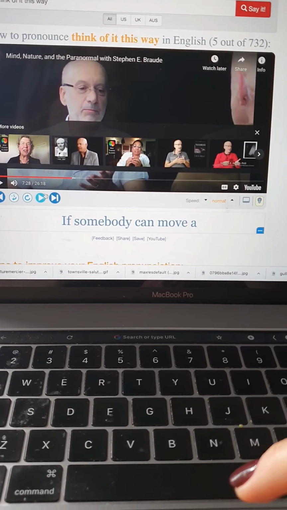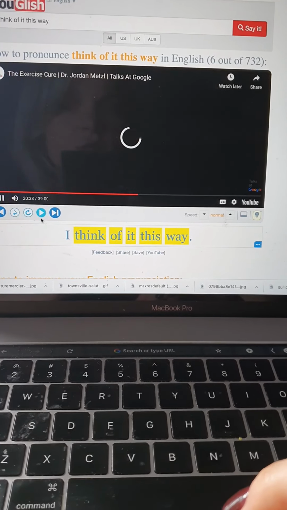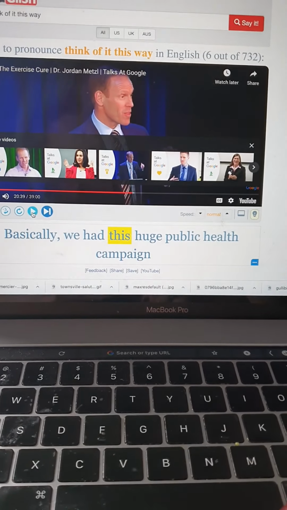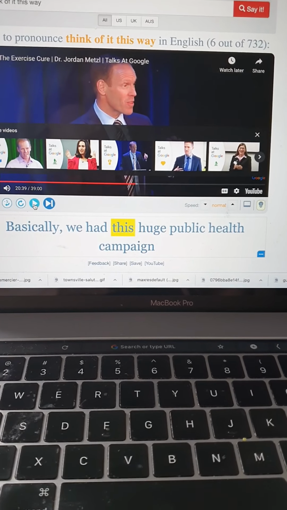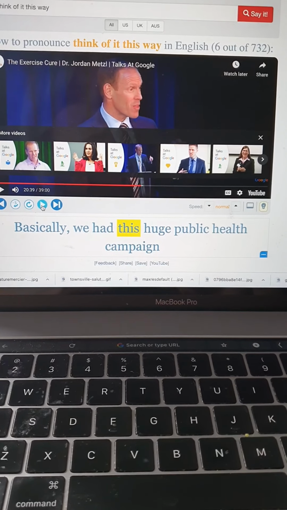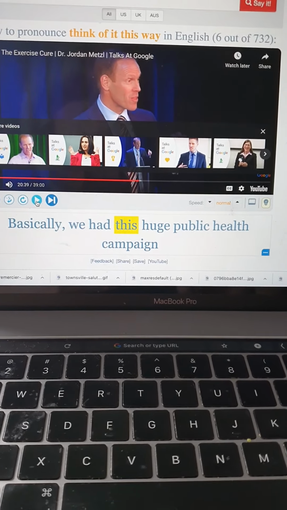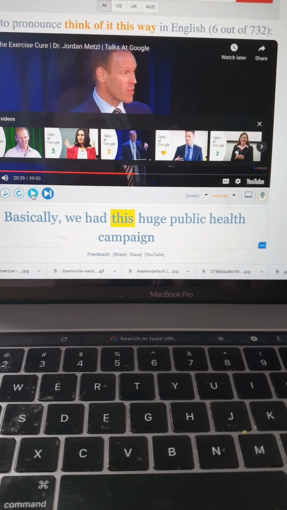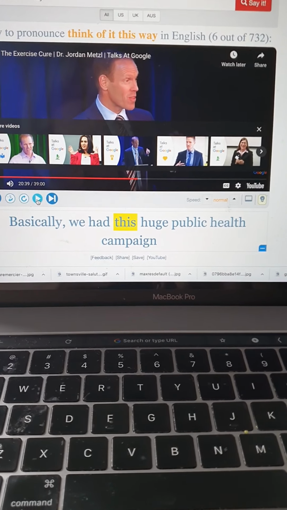I also noticed that people stress the word this: think of it this way. People use this phrase to introduce a concept or an idea, and they want people to look at this idea differently. So here's the first thing that I found, that I should stress the word this. Think of it this way.